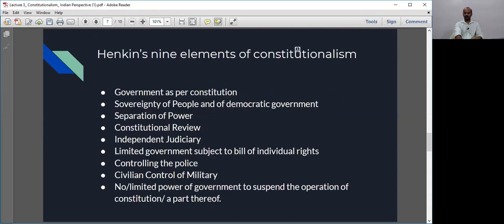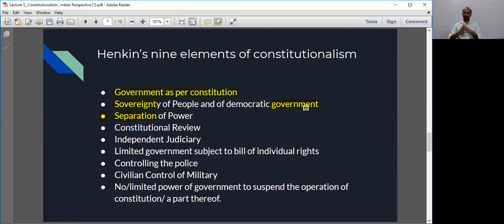Now we have Henkin's 9 key elements of constitutionalism. Now what are these 9 key elements? Government as per constitution. So Henkin is suggesting that government should always act as per the constitution. Next is sovereignty of people and democratic government. So next is sovereignty, and this sovereignty is emphasized for people, and then it is also emphasized for government, right? And therefore it's a kind of coexistence or sharing of power between people and government, and then there is separation of power between the organs of the government.